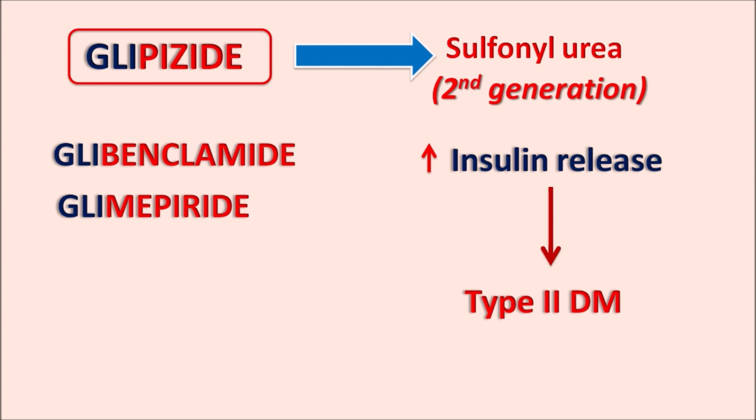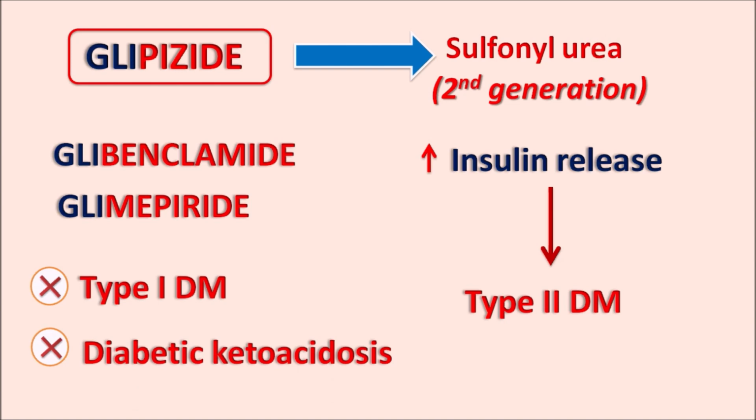Even though this drug is going to increase the insulin release, still it should not be used in type 1 diabetes mellitus, which is associated with lack of insulin and insulin resistance. And this drug is also not preferred in patients with diabetic ketoacidosis. So only in type 2 diabetes patients who are not suffering with ketoacidosis, this glipizide can be used.